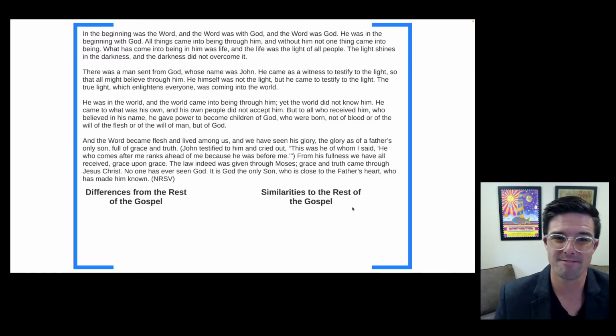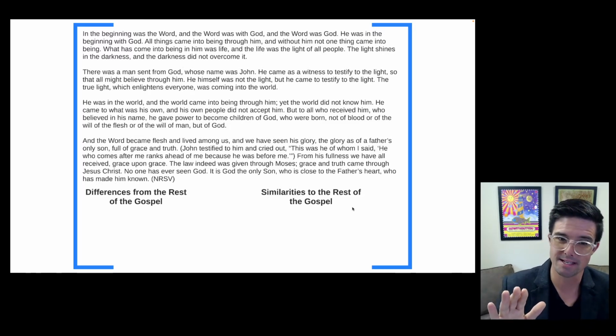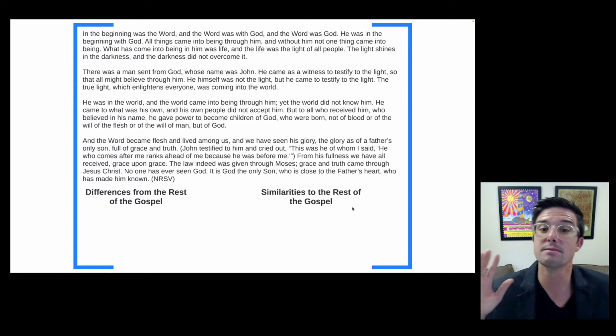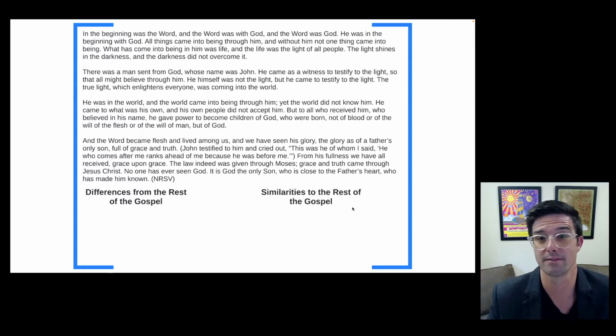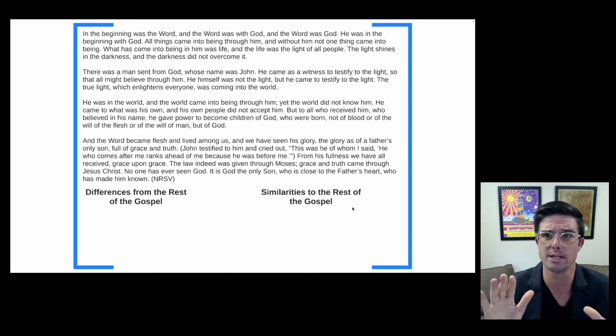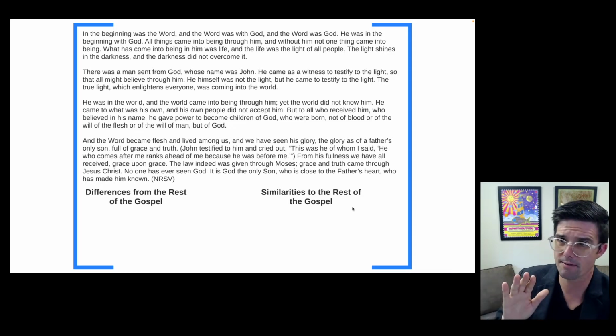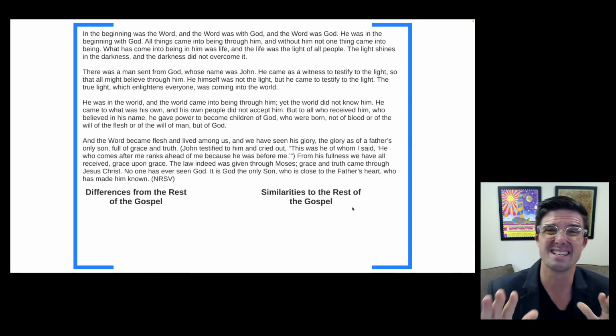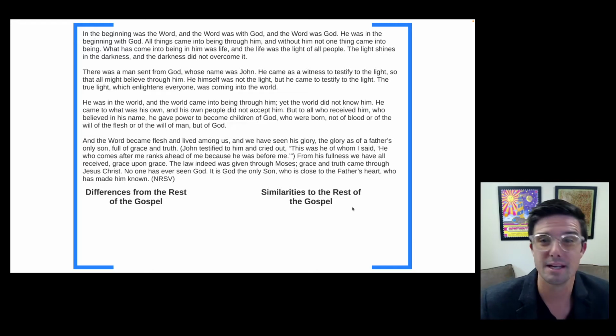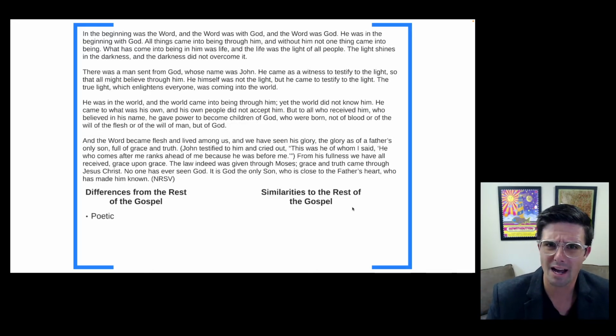So we have some differences from the rest of the gospel in the prologue, and we have some similarities to the rest of the gospel in the prologue. So there's ways in which the prologue seems to be different from the entirety of the fourth gospel, and it seems to be similar to the entirety of the fourth gospel. I want to highlight a couple of these.